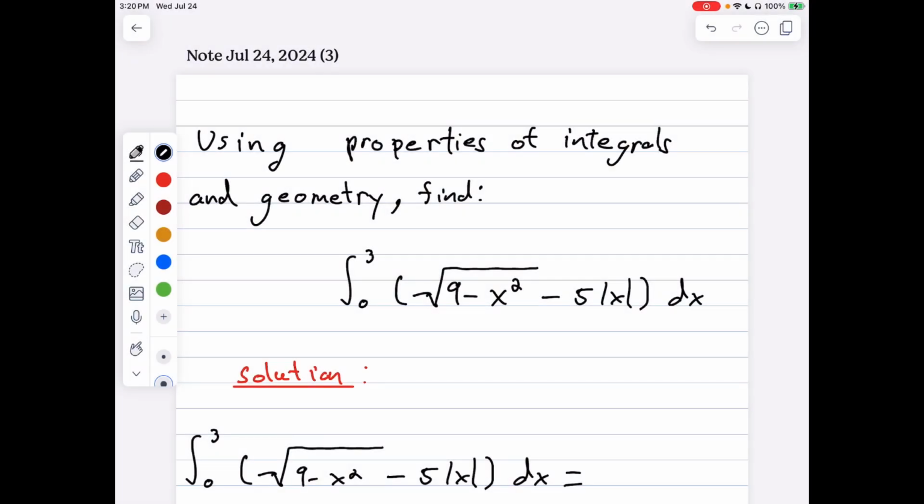So today we're going to be using properties of integrals and geometry to find the value of this integral. It's the integral from 0 to 3 of square root of 9 minus x squared minus 5 times the absolute value of x dx.